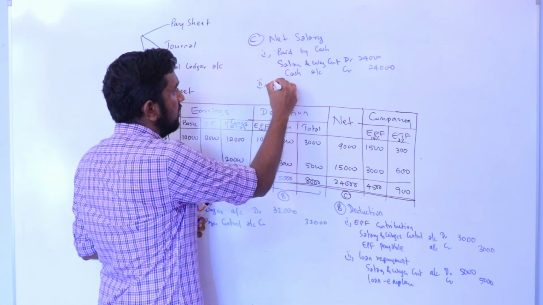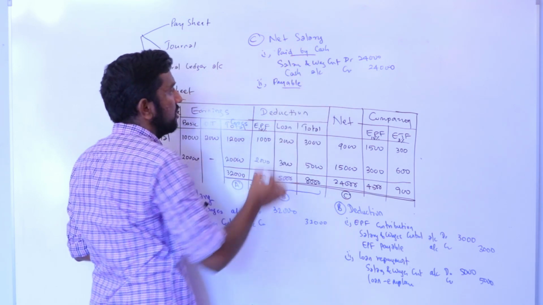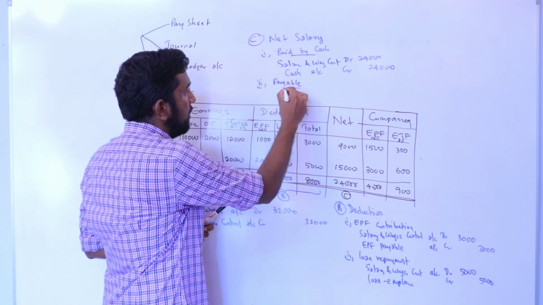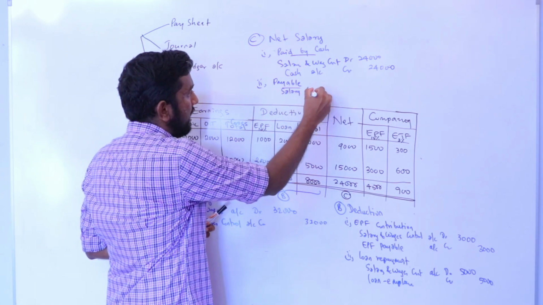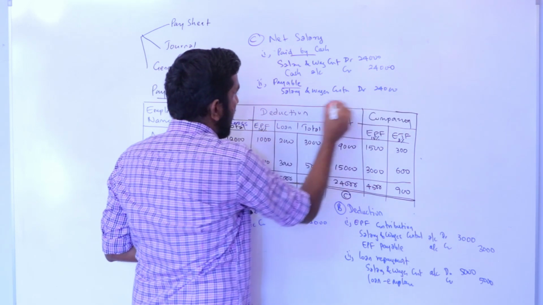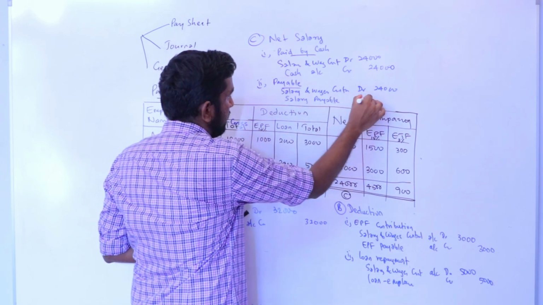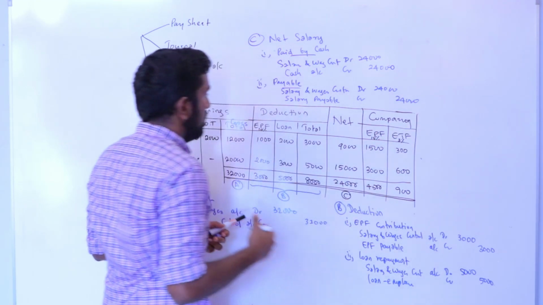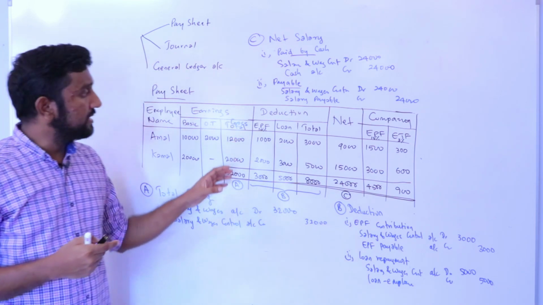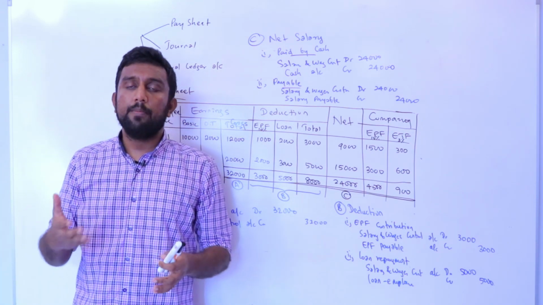So the second one, payable. So this is the first option, and this is the second option. Like you can pay by cash, or it will be transferred to the payable account. So when you have transferred to the payable account, salary and wages control debit 24 and salary payable credit 24,000. So that is the C part. First one is gross salary, that is A. Then the second one is deduction, and the third one is the net, which is paid or which would be payable.